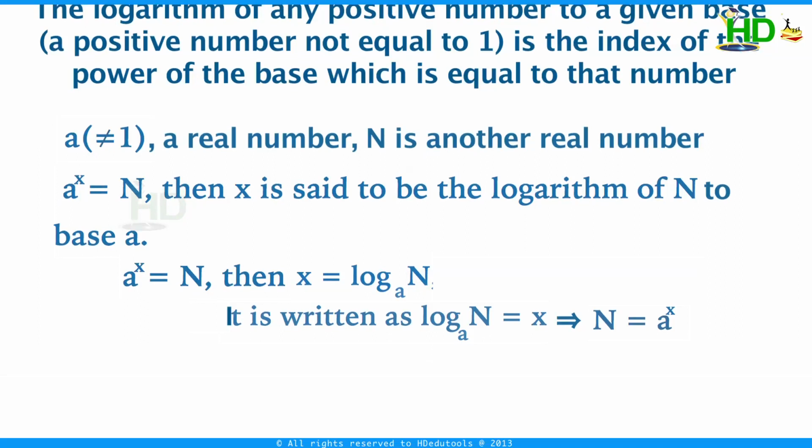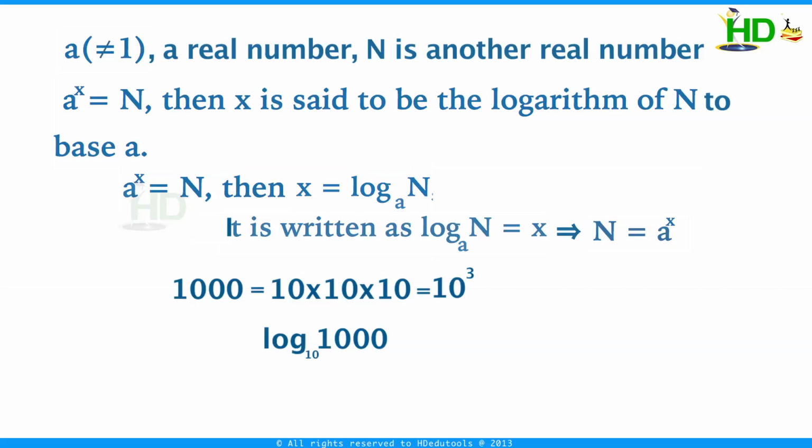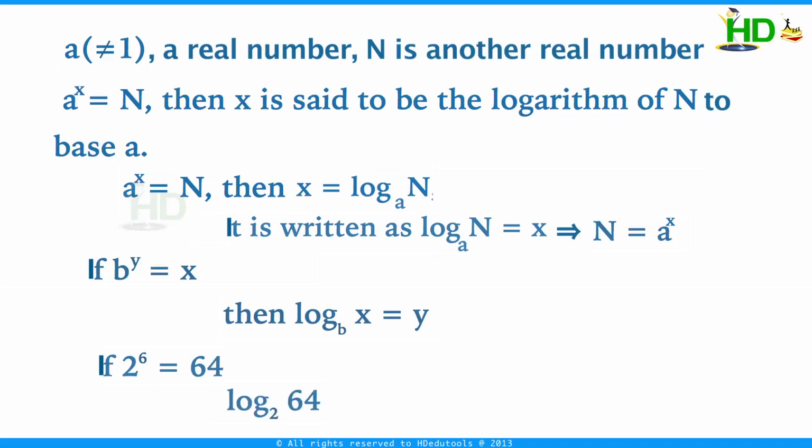Similarly, let us consider another number, 1000. 1000 means 10 into 10 into 10, 10 power 3. Logarithm to base 10 of 1000 is 3. That means log of 1000 to base 10 is equal to 3. If b power y equals x, then log x base b equals y. If 2 power 6 equals 64, then log 64 base 2 equals 6.